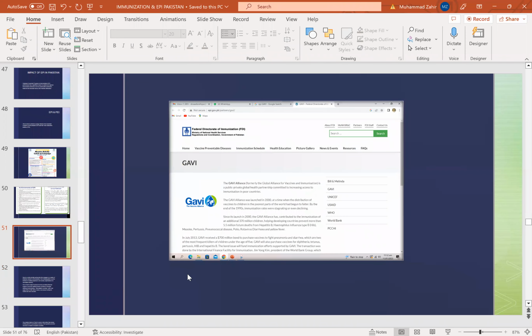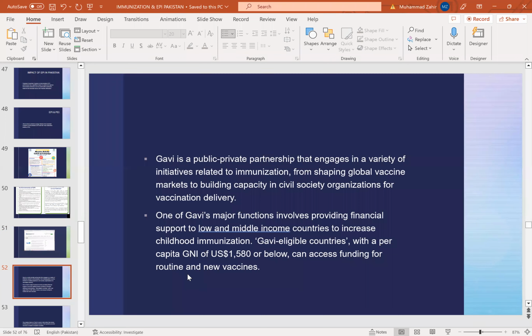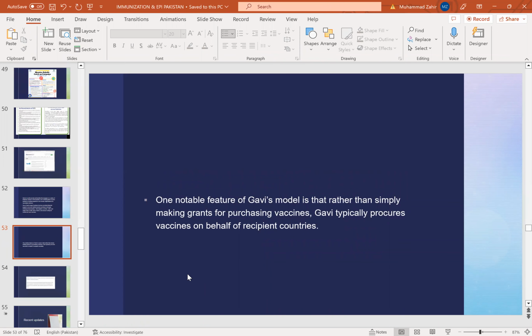Talking about Gavi. Gavi is a public-private partnership that engages in a variety of initiatives related to immunization, from shaping global vaccine markets to building capacity in civil society organizations for vaccination delivery. One of Gavi's major functions involves providing financial support to low and middle income countries to increase childhood immunization. Gavi-eligible countries with a per capita GNI of US dollars 1580 or below can access funding for routine and new vaccines. One notable feature of Gavi's model is that rather than simply making grants for purchasing vaccines, Gavi typically procures vaccines on behalf of recipient countries.